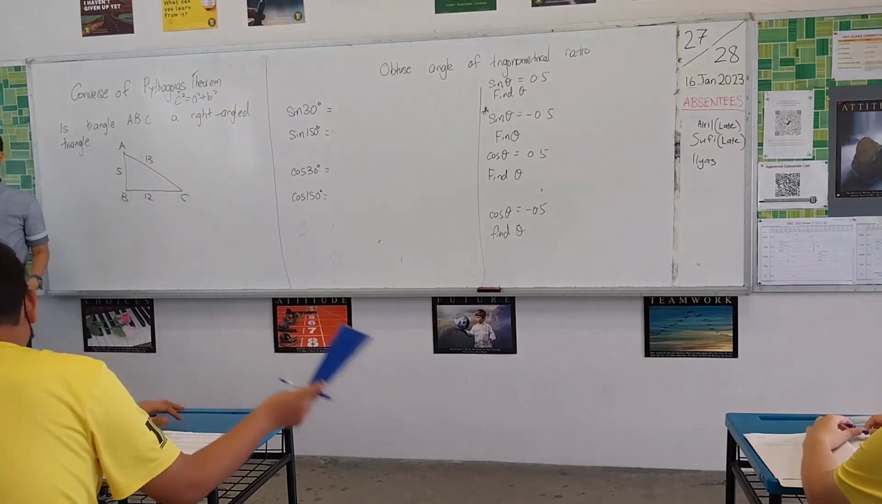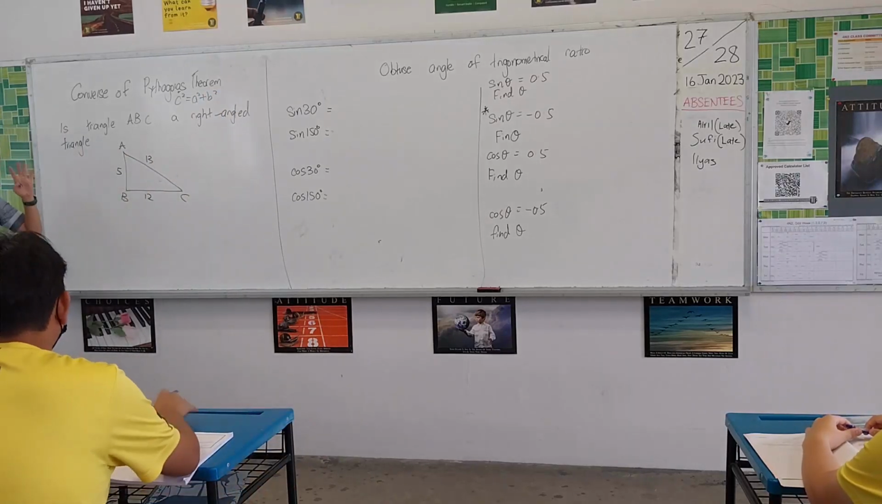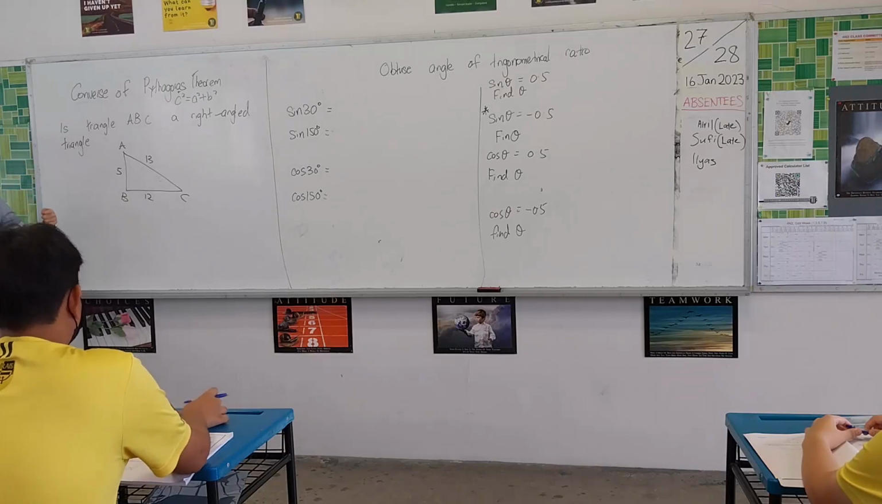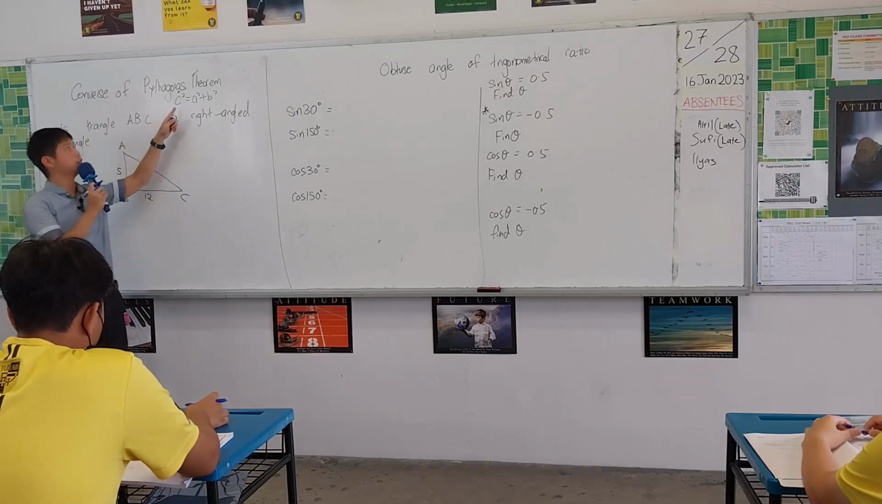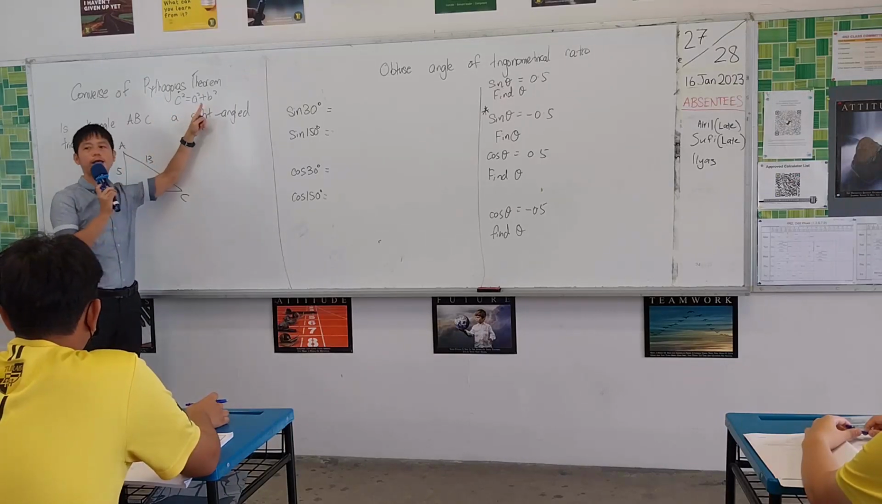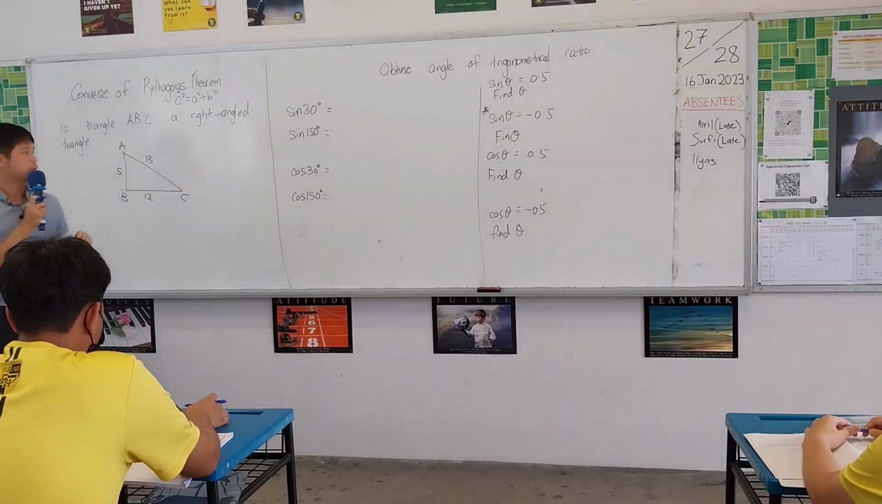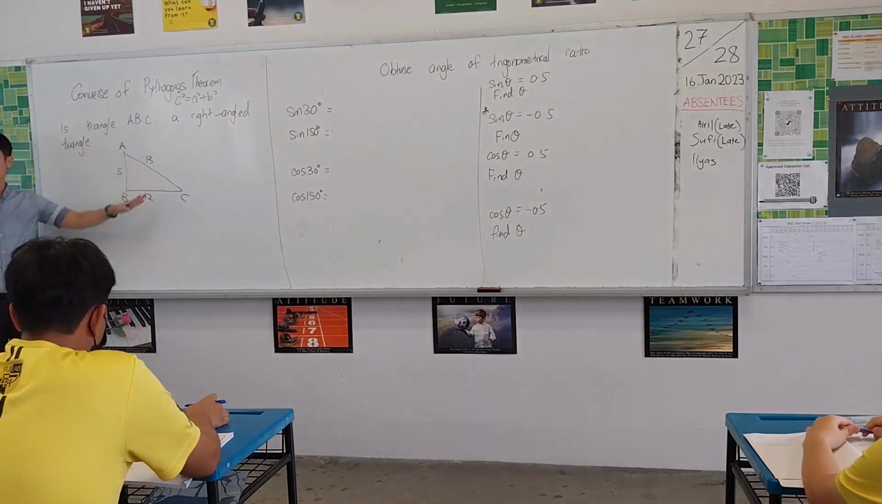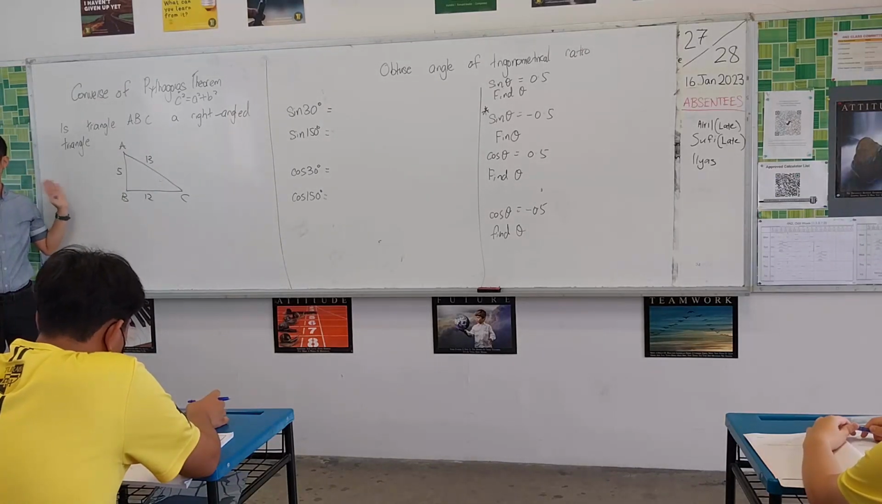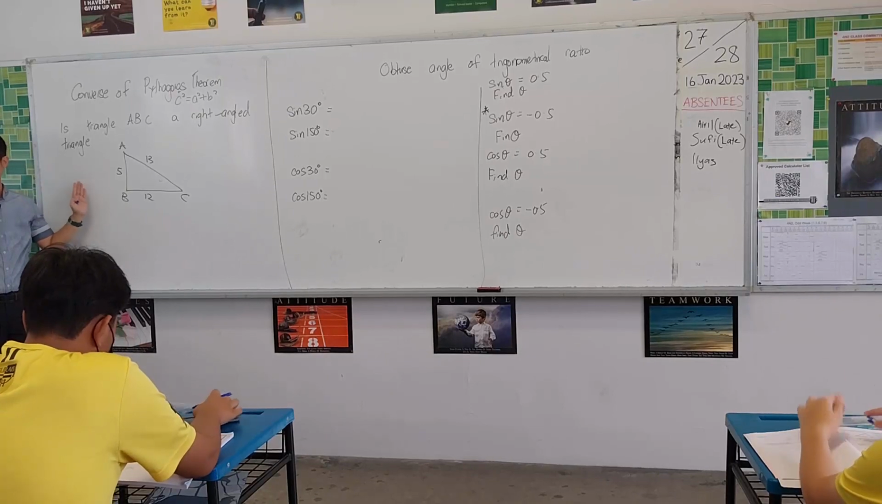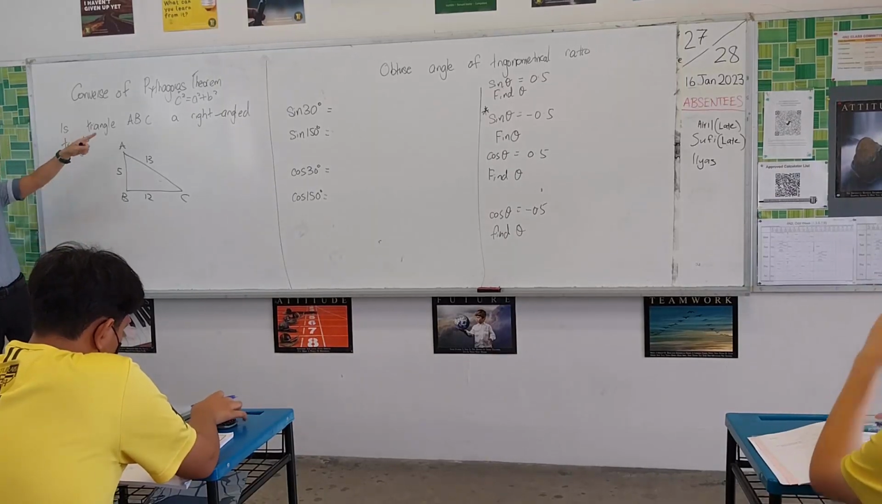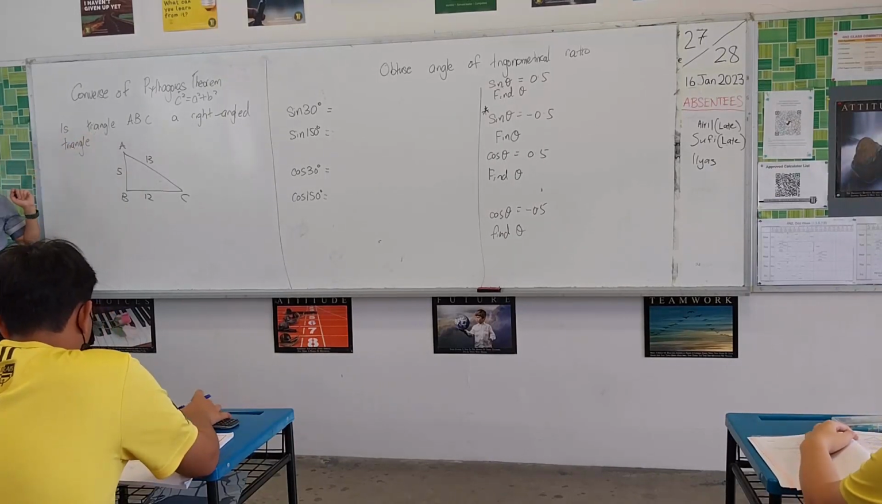Okay, today we are going to learn the converse of Pythagoras theorem. Now, when it is a right-angled triangle, we can use the formula c square equals a square plus b square to find the length. Now, this triangle, I do not know yet whether it is a right-angled triangle, but I can use the formula to help me find out. So how do I find out?